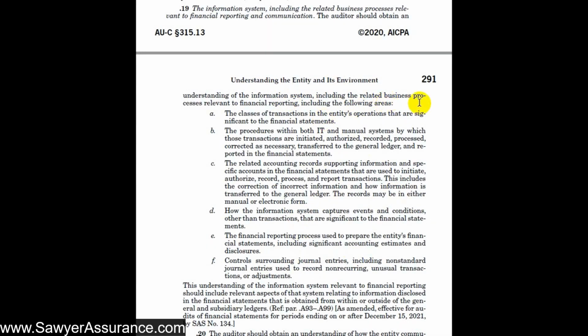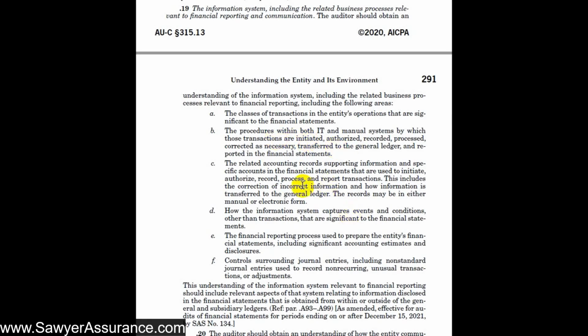And so we would want to understand the business processes for the class of transactions and the operations that are significant to the financial statements. So they're major financial statement transaction classes. The procedures within both IT and manual systems by which the transactions are initiated, authorized, recorded, processed, corrected, and transferred to the general ledger. So we want to understand that process.